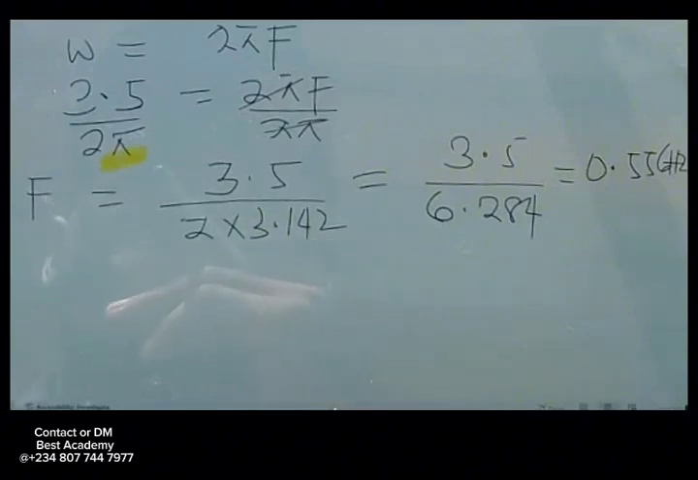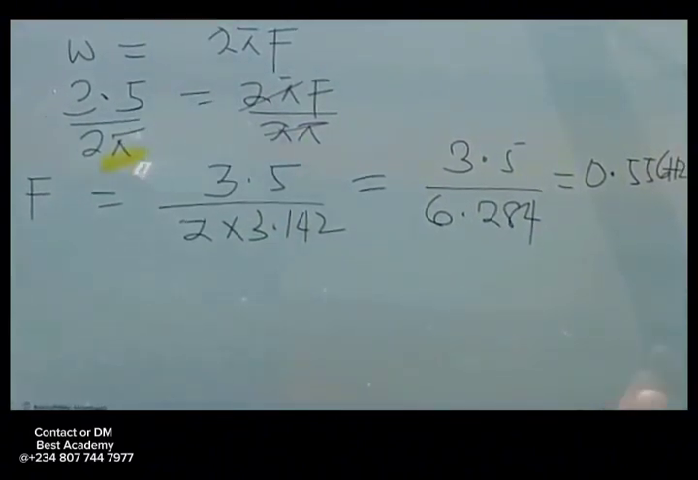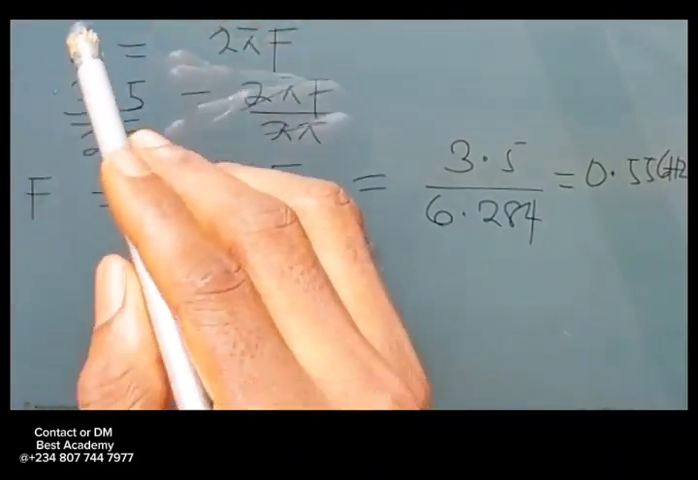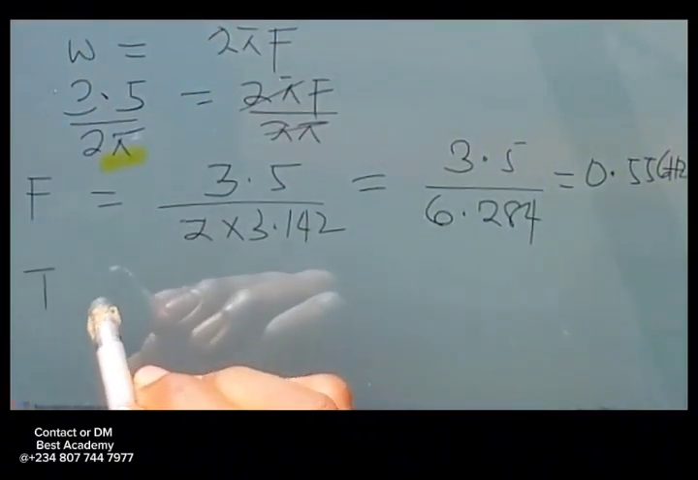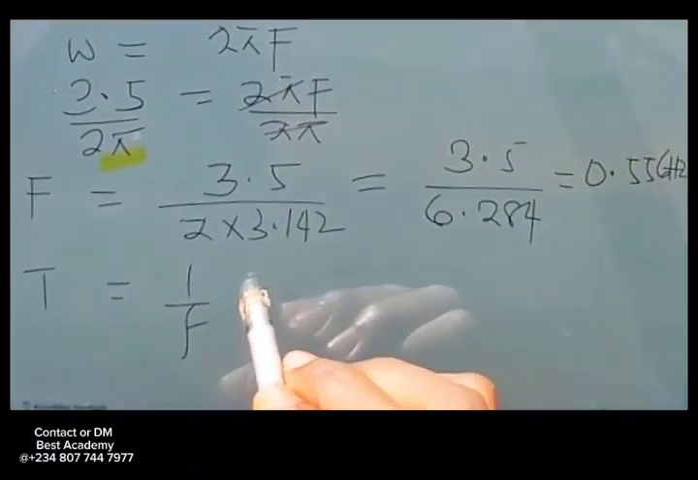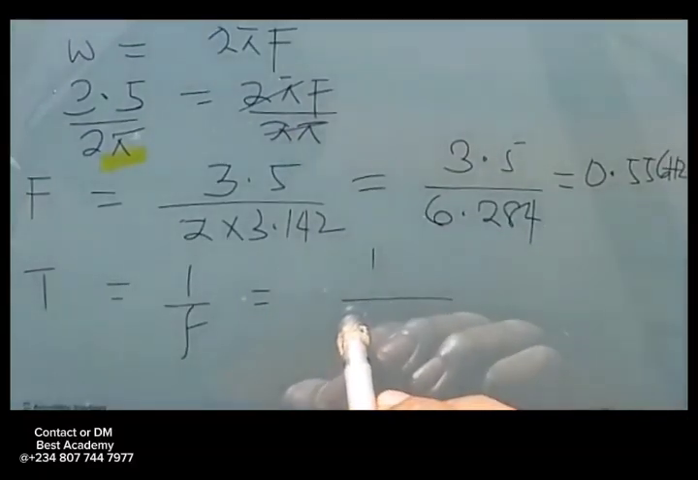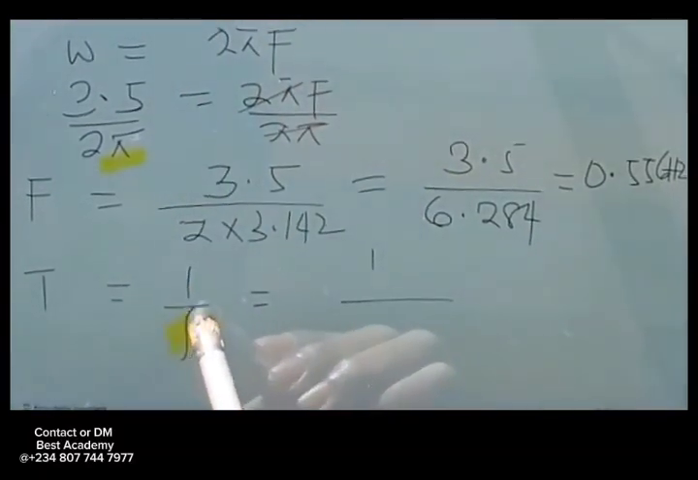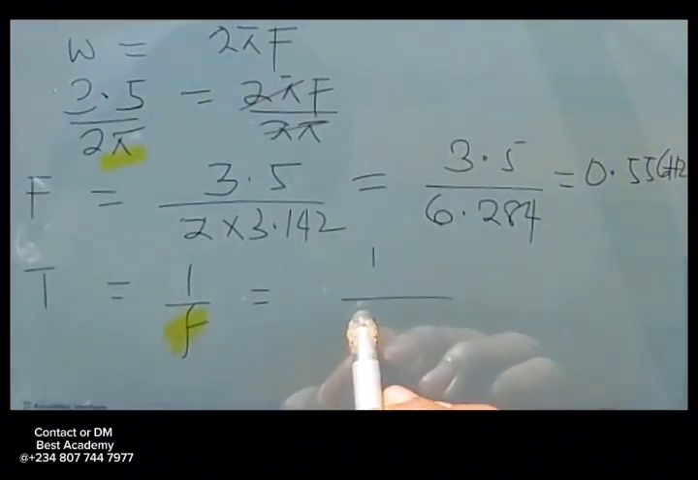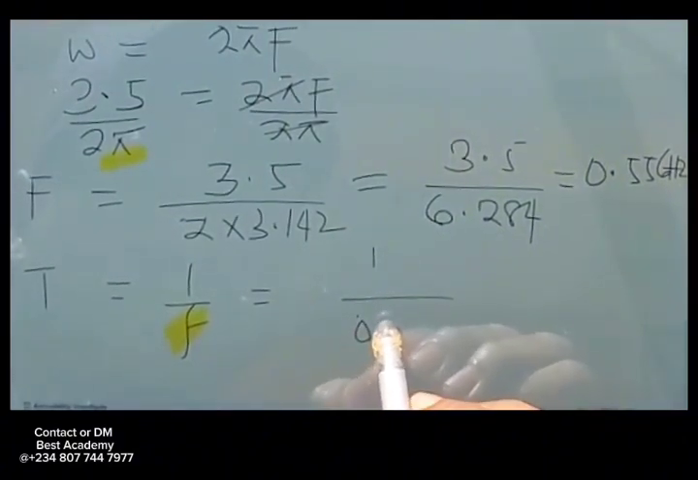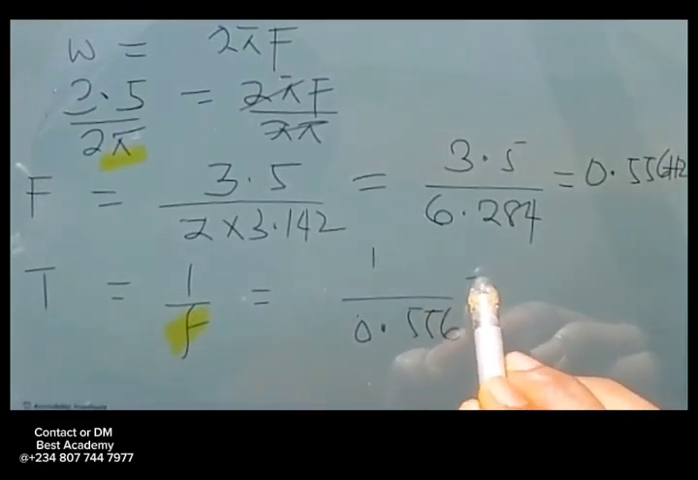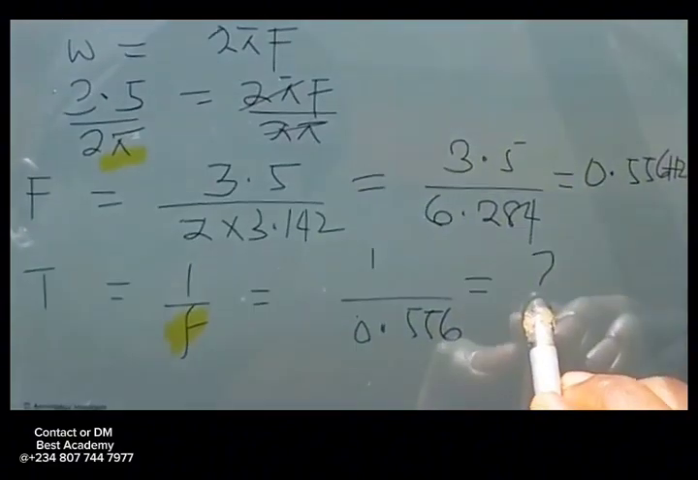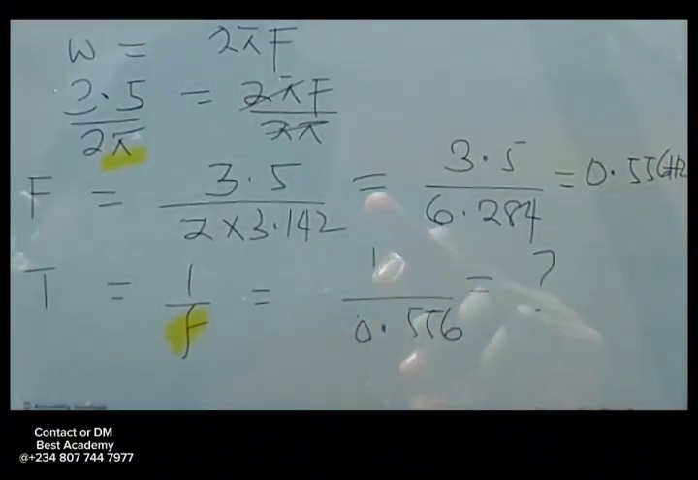So what is the next thing we also calculate? Period. Remember, our period is T equal to 1 over f, which is 1 over the frequency that is given to us already. Replace the value here, we have 0.556. So with your calculator, please work this out and write it in the comment section: 1 divided by 0.556.